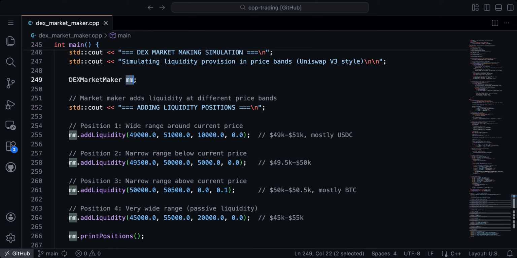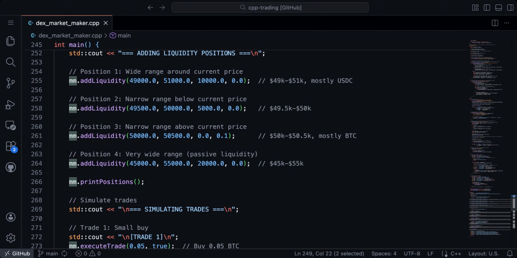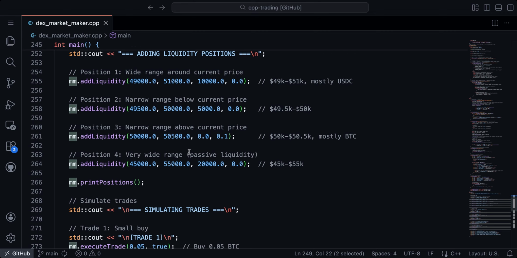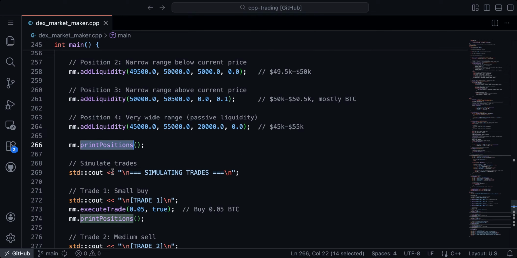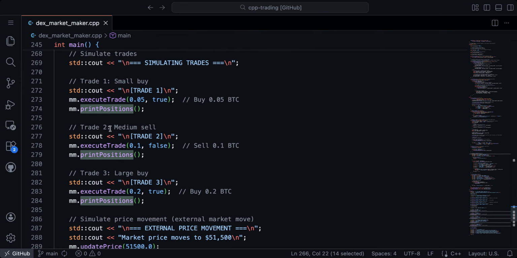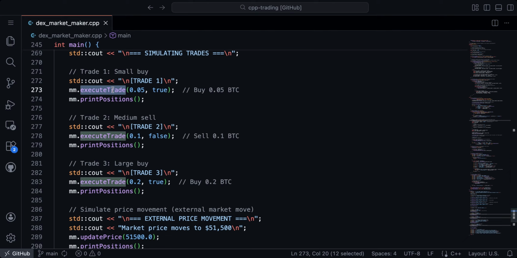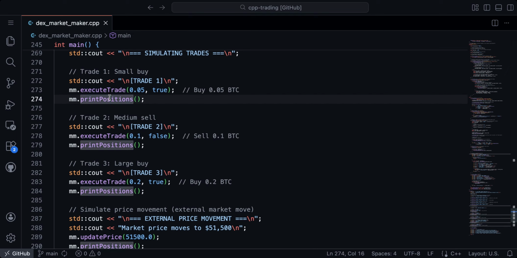Similar to Uniswap V3, we then add several liquidity positions to demonstrate different strategies. We call print positions to display the initial state of all positions. We then simulate several trades. For the first trade, we call execute trade with 0.05 as the amount and true for is buy, representing a small buy order. We print the positions again to see how the price change affected the liquidity distribution.